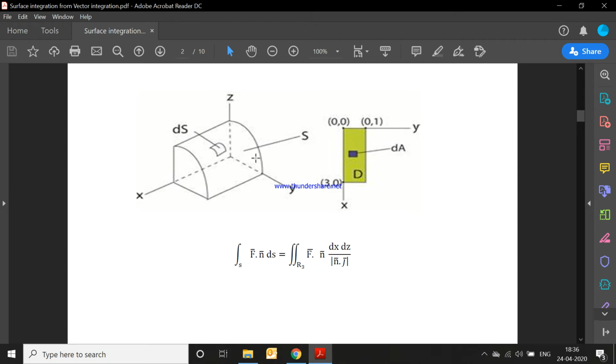If you take an outward drawn normal from this, that normal is parallel to the y-axis. The y-axis normal is j, so that's why we can write here n bar dot j bar modulus.